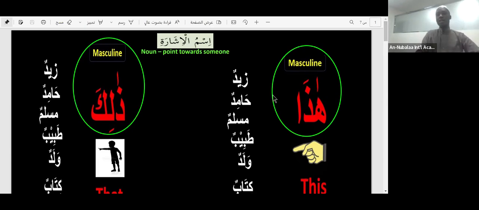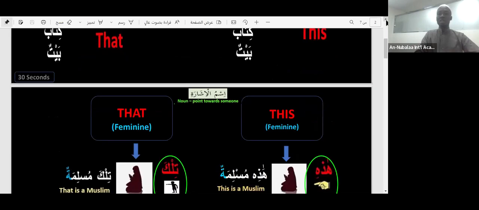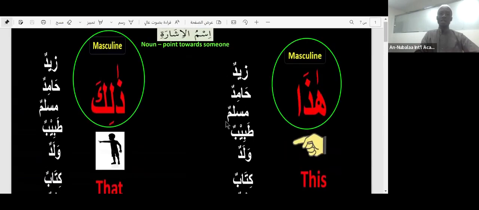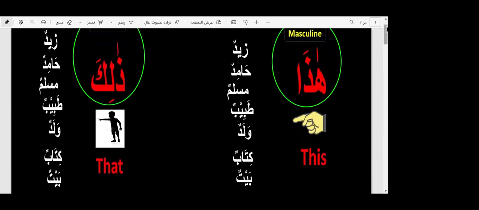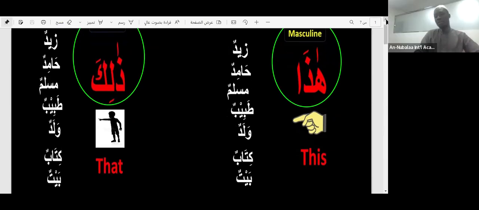So when you want to refer to masculine, like Zaidun here, you say hada Zaidun. This is Zaid. Hada Hamidun. This is Hamid. Hada Muslimun. This is a Muslim. Hada Tabibun. This is a doctor. Hada Waladun. This is a boy. Hada Kitabun. This is a book. Hada Baytun. This is a house. So we use hada to point towards masculine.